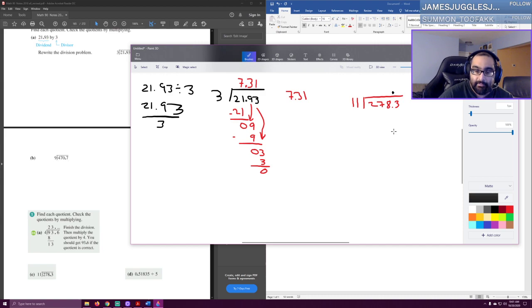Now, let's find out what we're going to get when we divide by 11. 11 does not go into 2, but 11 definitely goes into 27. So how many times does 11 go into 27?